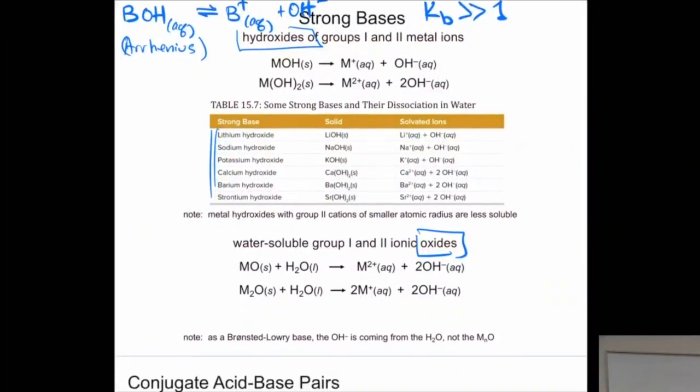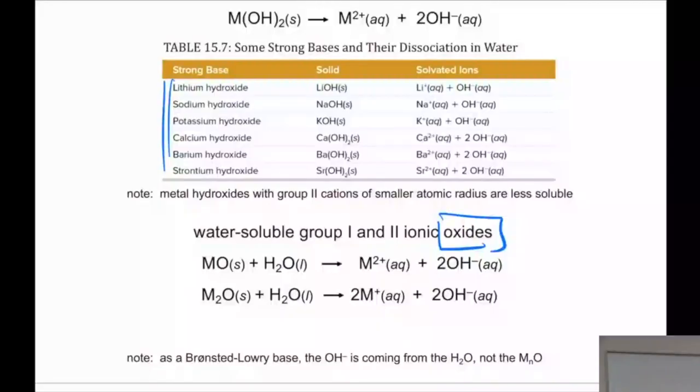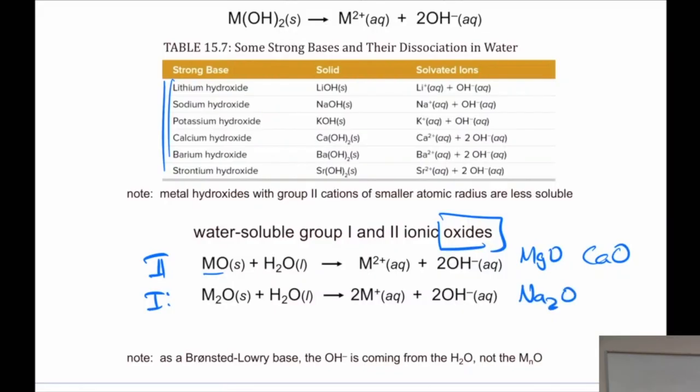If I show the metal as an M, all right, so if it's MO, is that a group 1 or a group 2 metal? Group 2, right? Because the charges have to cancel for it to be a neutral. This is drawn as a neutral. So this is group 2 and this is group 1. So this would be things like magnesium oxide, right? Or calcium oxide. Group 1, well, I showed you one example of that, right? Sodium oxide or lithium oxide.